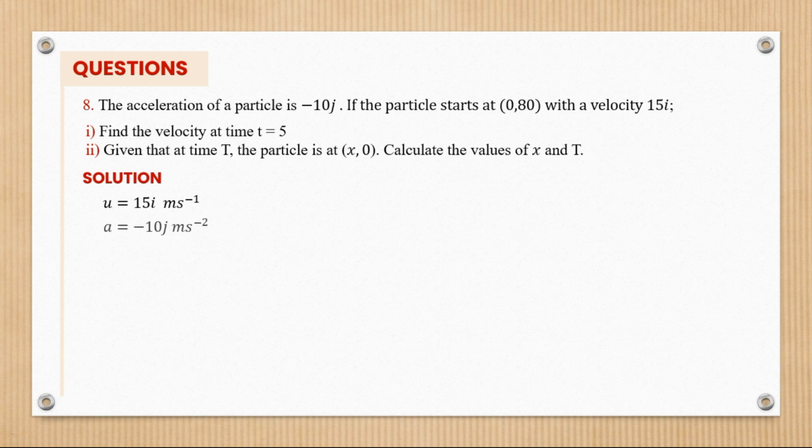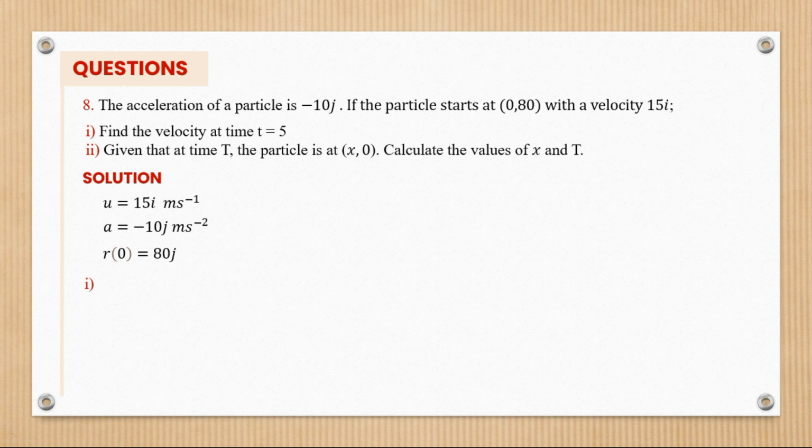So this is what we'll have. Acceleration is negative 10j meters per second squared, and the initial position vector shall be 80j. Why is that? Where there is i, we'll have a 0, so 0i is basically 0, and I'll be left with 80j. So that's what we shall consider as our initial position vector.